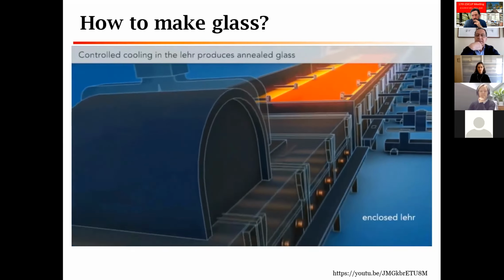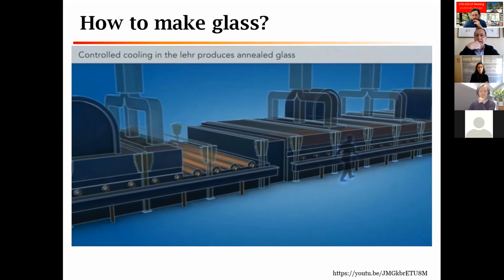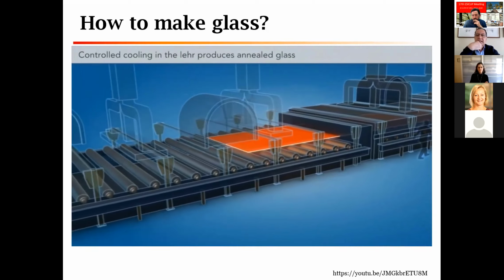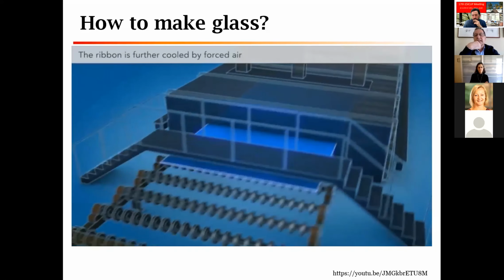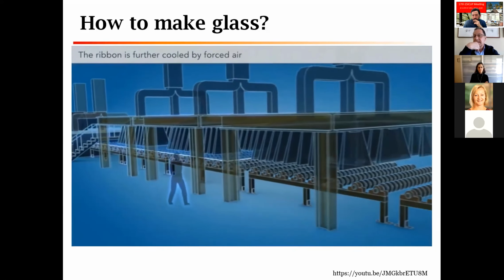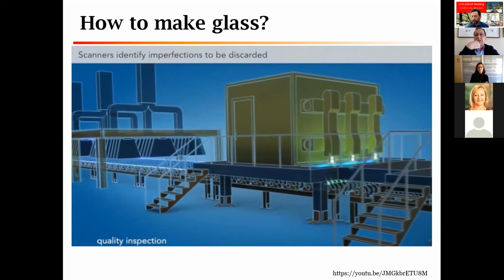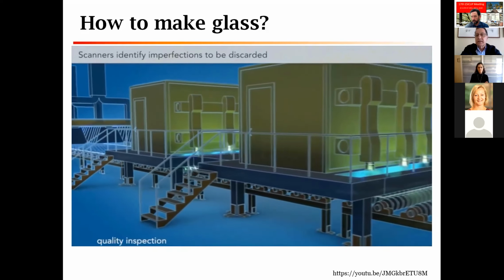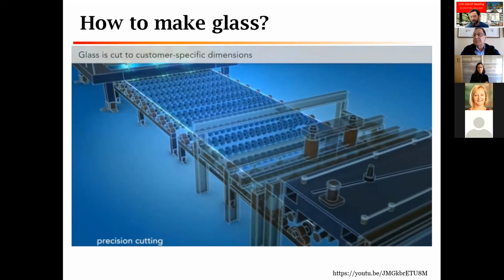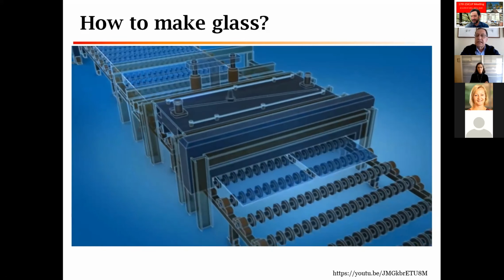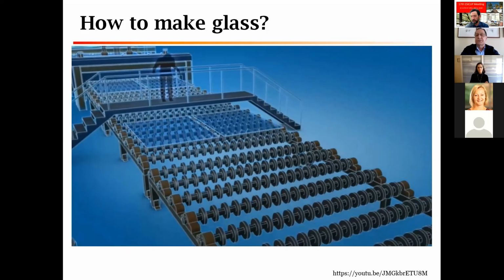Once the ribbon is formed, it goes through a cooling process in this part of the production process. You can see that the color of the ribbon is changing from red to orange and to blue, indicating that it's cooling down. After that, this ribbon goes through a scan here to identify possible defects. And then when it's cooled down, the ribbon is cut into big pieces called jumbos. So these pieces are collected and sent to the cutting process.